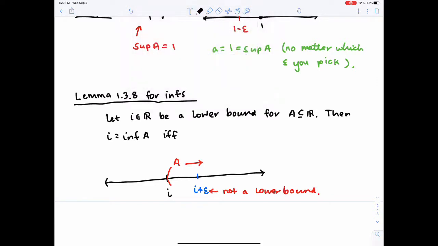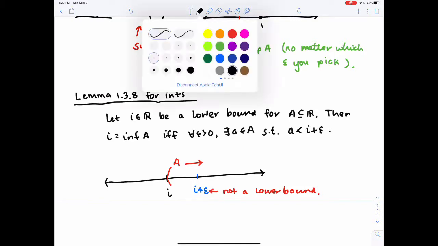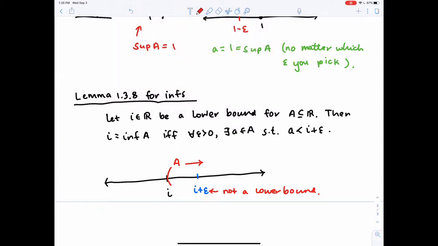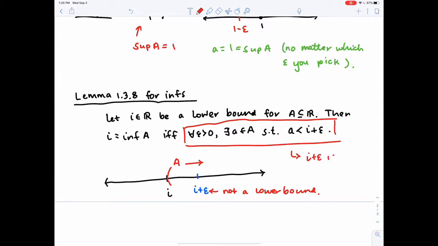So filling in what we should have here is for all epsilon greater than 0, there should be some little a in your set that proves that I plus epsilon is not a lower bound. And the way you do that, if it's not a lower bound, it means there has to be a number in the set that's even smaller than it. So the high level of what this box is saying is that I plus epsilon is not a lower bound for A.